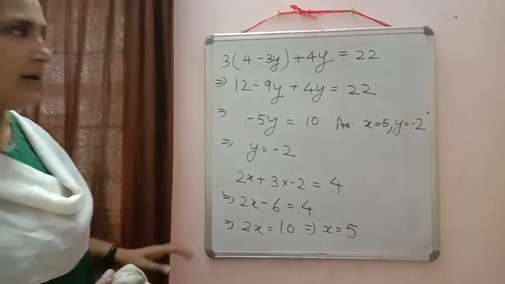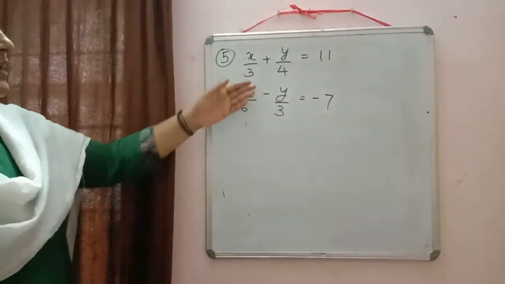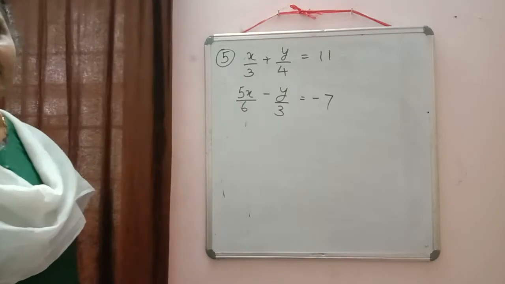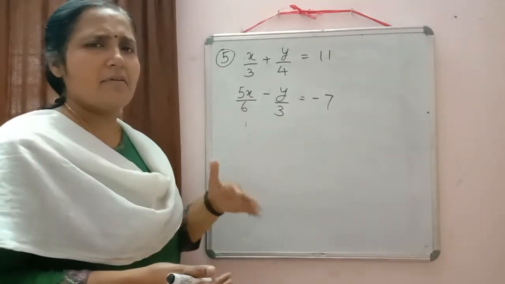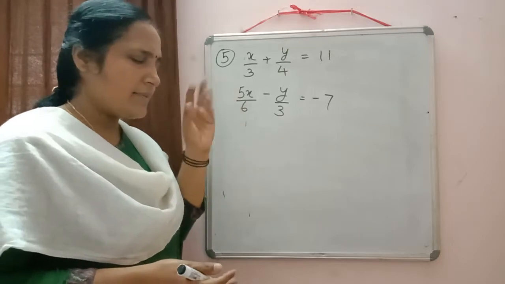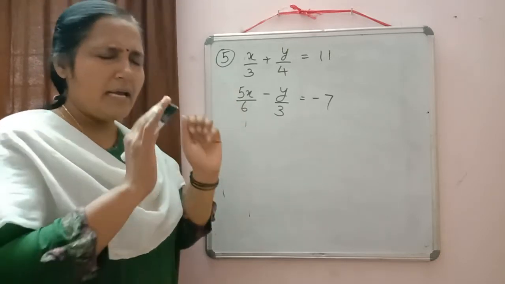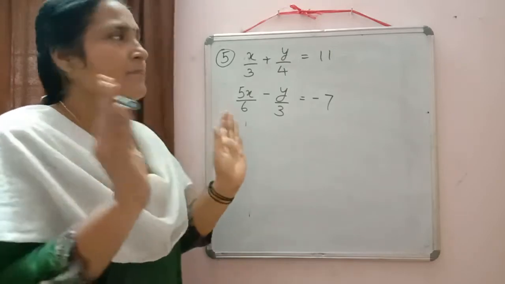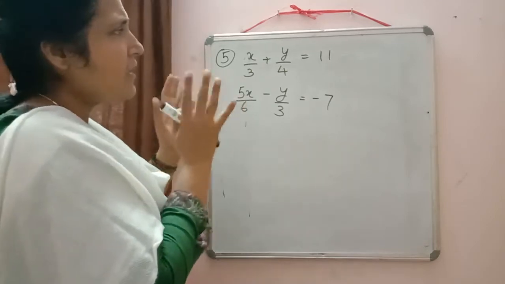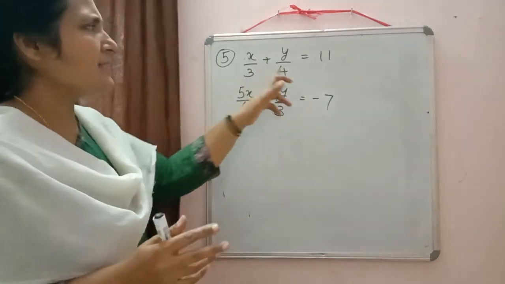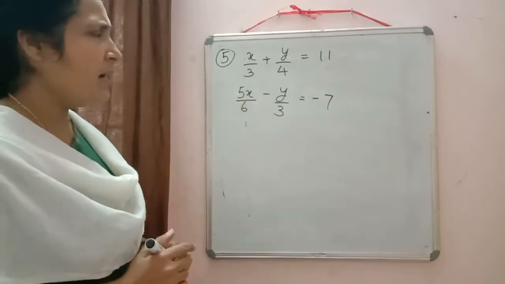So moving on to the next question. Now in this question we have fractions in the equation itself, and I said to avoid the fractions because usually some mistakes will come whenever you are using fractions. So it is better to avoid the fractions. So here also, first we will check how we can avoid these fractions: x by 3, y by 4.